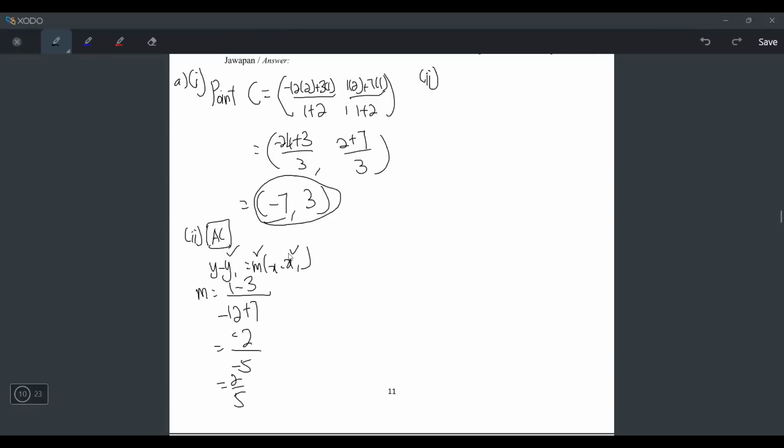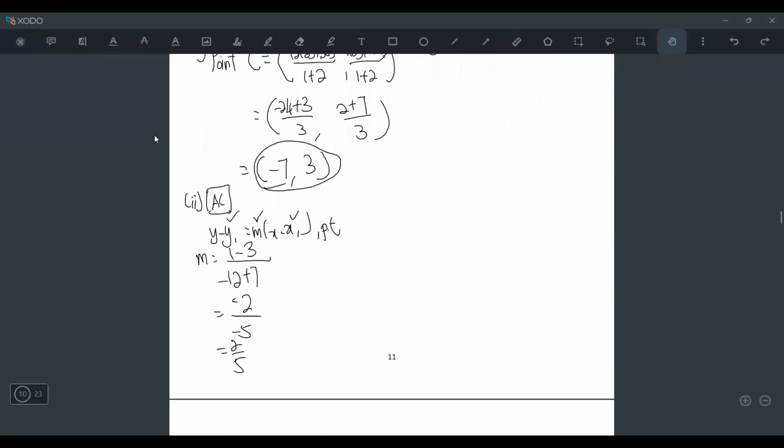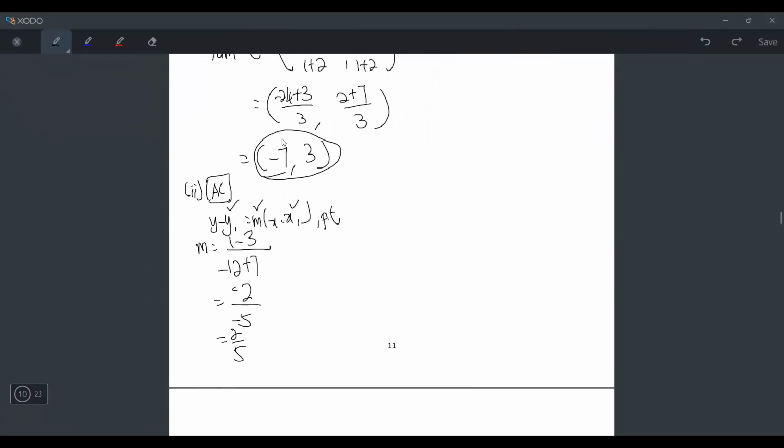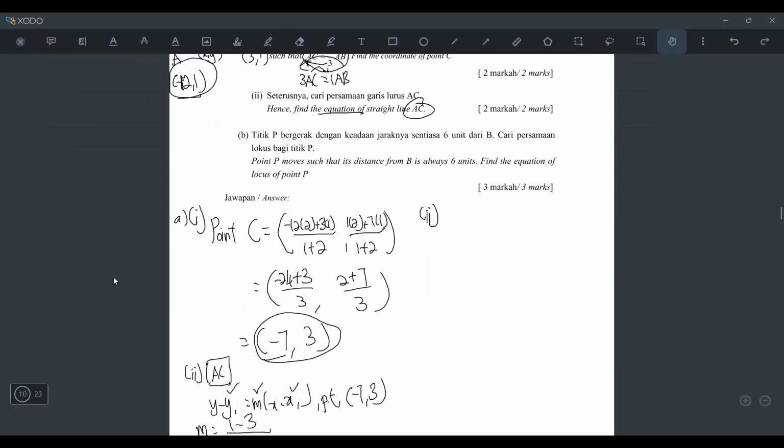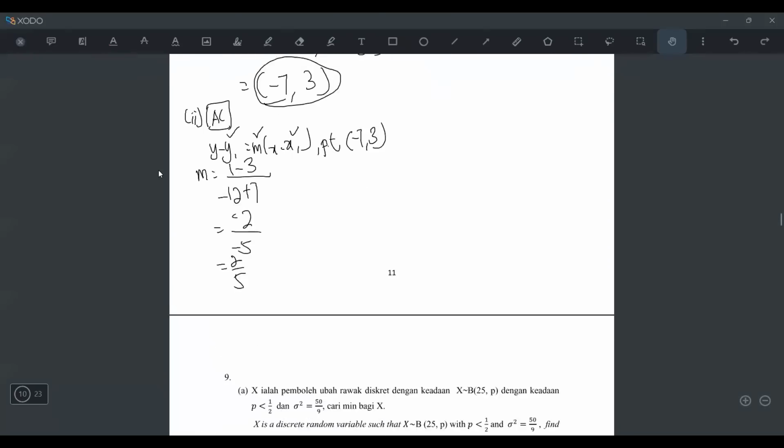But I still need what? I still need a point that it passes through. But we already know this is line AC. So of course the line AC will pass through what? It will pass through C. It passes through A and C. So definitely we can use negative 7, 3 as a point. Actually, if you want to use point A also can. You will get the same answer.